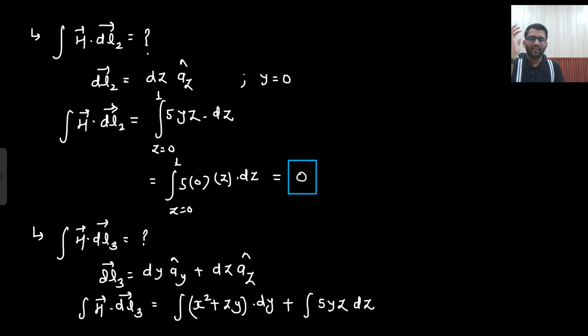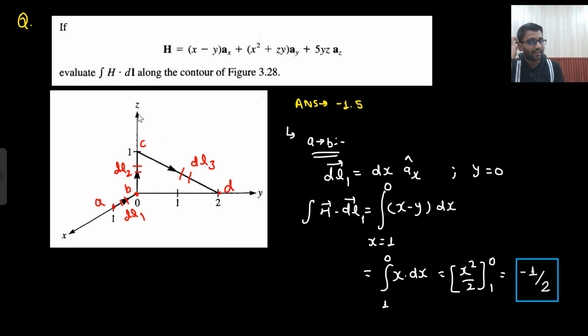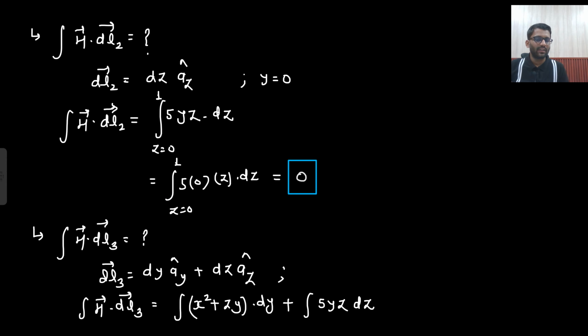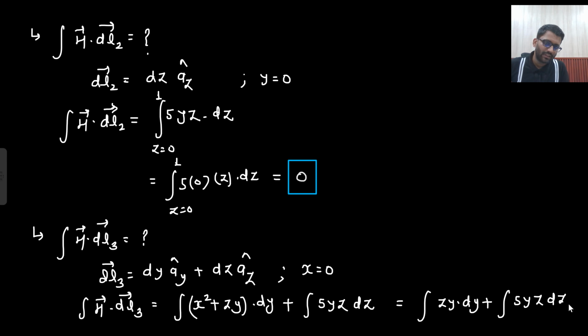Now what is the scene here? In dl3, y and z were changing. But when you are working on the yz plane, what is your x? X is 0. I am not even working in x. So x is equal to 0 here, and I can put 0. So what will be my final expression? That will be zy dy plus 5yz dz.